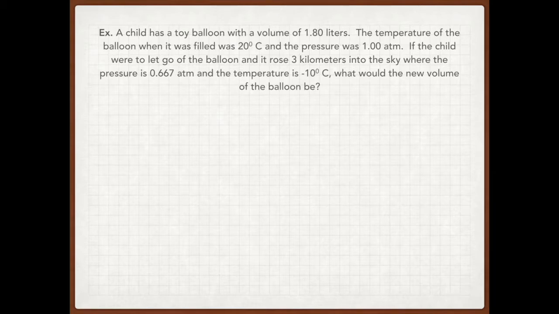So let's look at it. In this problem, it says a child has a toy balloon with a volume of 1.80 liters. The temperature of the balloon when it was filled was 20 degrees Celsius and the pressure was 1 atmosphere. So I've got three variables now. Let's make sure all three of those change. If the child were to let the balloon go and it rose 3 kilometers, that's extra information that you don't need to know. We don't really need to know how high up it goes. But notice the pressure changes to 0.667, so my pressure has changed. The temperature goes from 20 degrees Celsius to negative 10 degrees Celsius. There's my second variable that has changed. What is the new volume? So all three variables are going to change.